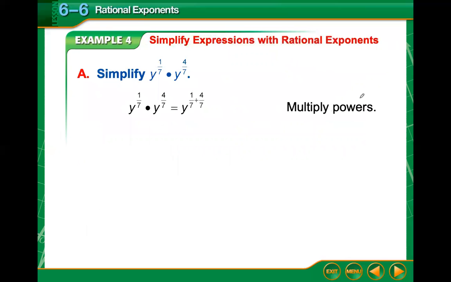So we can also do properties with multiplying. We're going to do the same process when we multiply variables. We would add the exponents, and to add rational exponents, they have to have the same denominator. So we get 5/7 here.